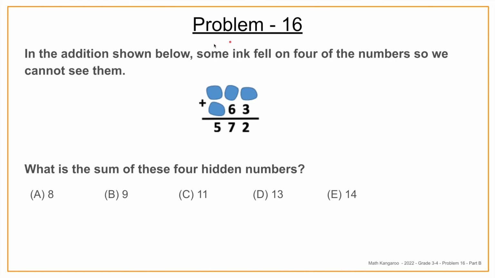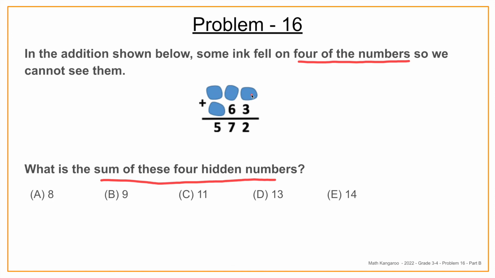Problem 16. In the addition shown below, some ink fell on 4 of the numbers, so we cannot see them. What is the sum of these 4 hidden numbers? These are our options. Okay, we see that there is a 3-digit number whose hundreds place digit is missing and we cannot see it. And we are also given a number 63 and the sum of that number as 572. Now our job is to find out what these hidden numbers are.